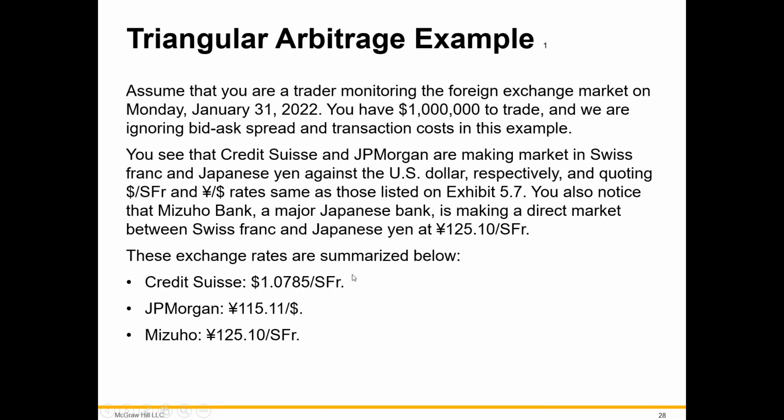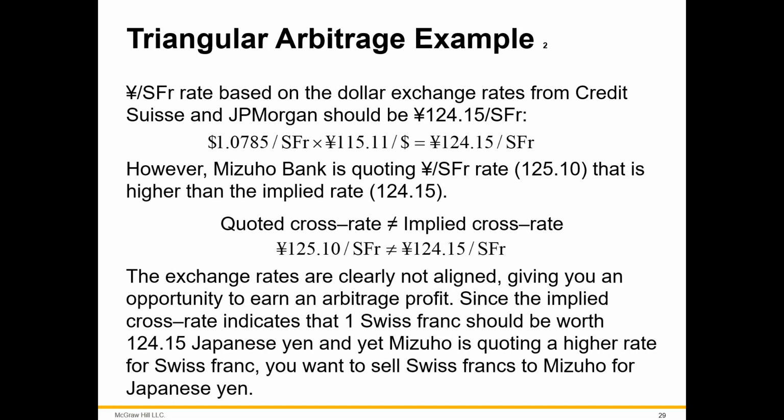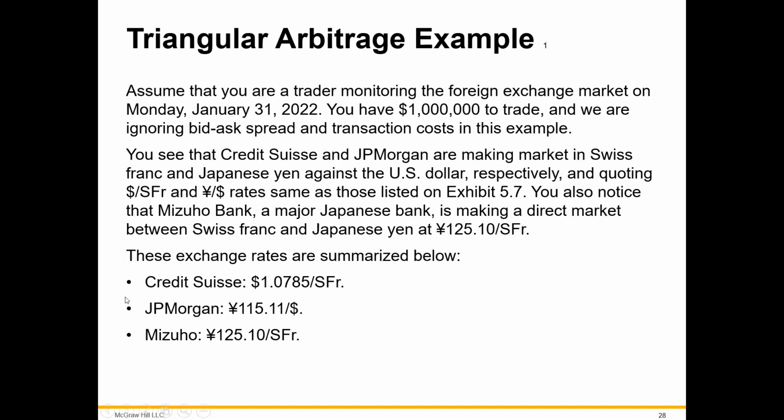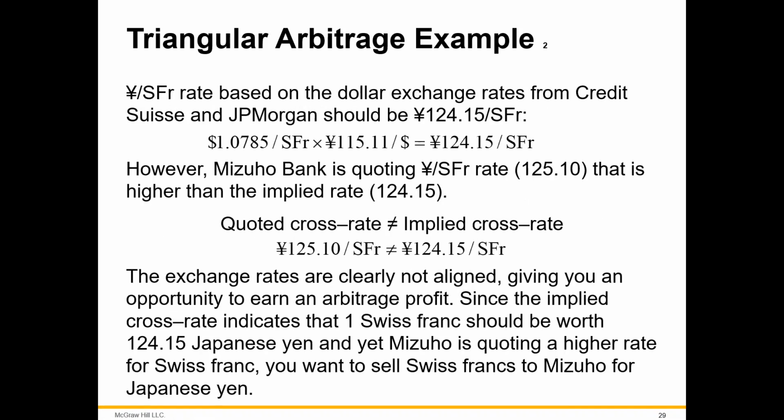If we have Swiss francs, right? So in this case, we have a franc for dollar quote from Credit Suisse, a yen for dollar quote from JP Morgan, and a yen for franc quote from a Japanese bank. All of those need to line up, and they're all different organizations that aren't necessarily talking to each other, that have a whole bunch of currencies they're transacting. So what if these things drift, right?